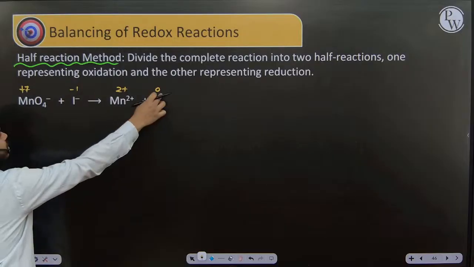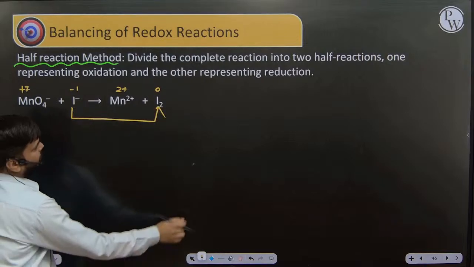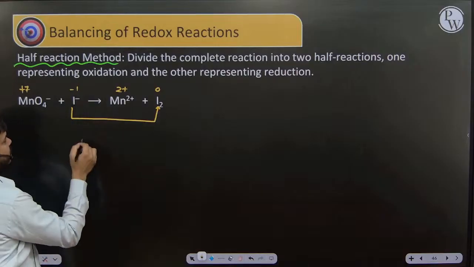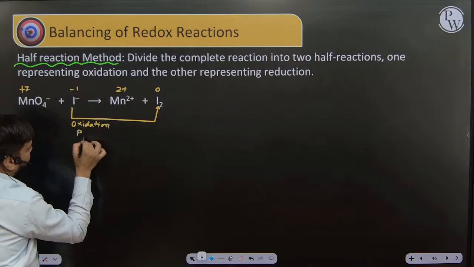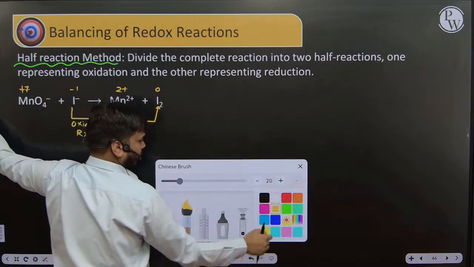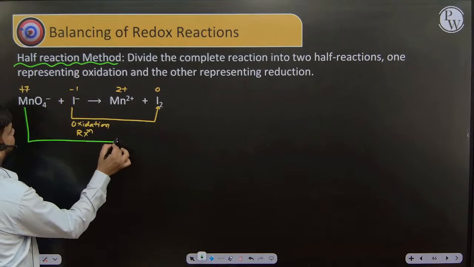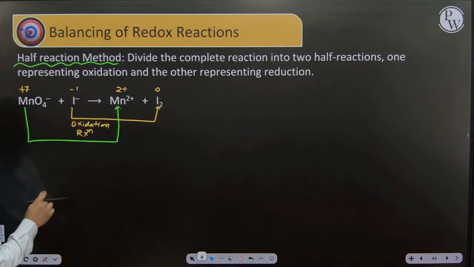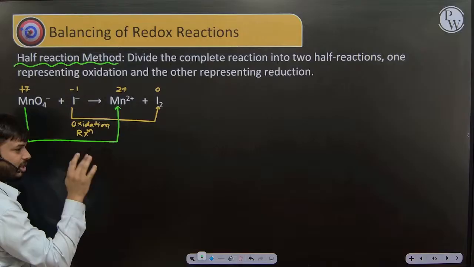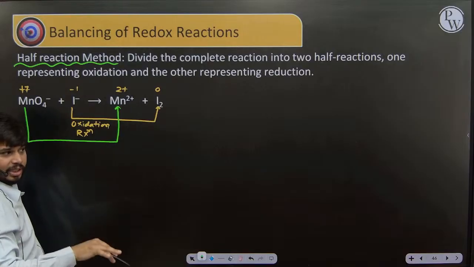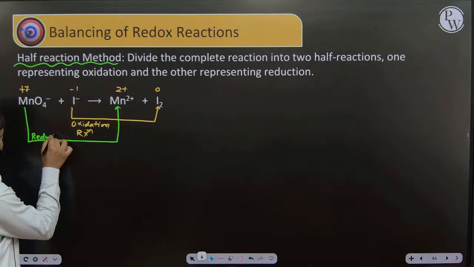Look, I minus to 0, so there is an increase in oxidation number. Since the oxidation number increases in this reaction, it is the oxidation reaction. Now when we look at the next reaction, +7 is converting into +2. So there is a decrease in the oxidation number. When the oxidation number decreases, that reaction is called the reduction reaction.